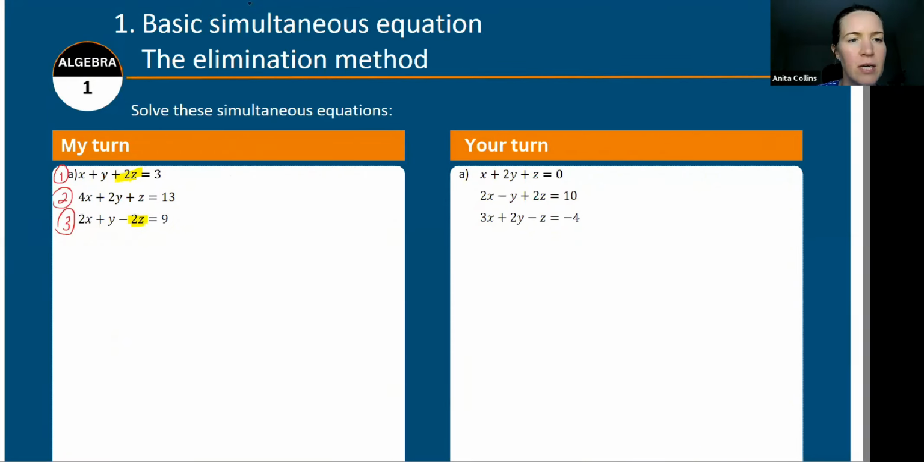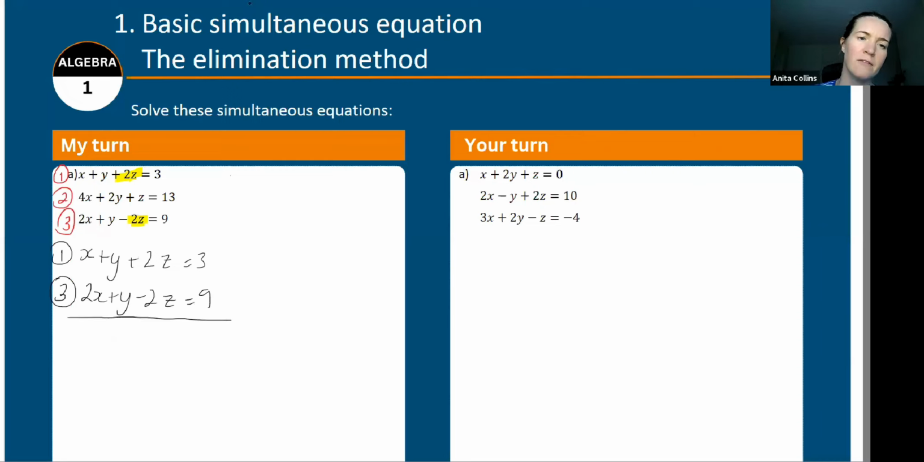Right, so I'm going to write down equations 1 and 3. x plus y plus 2z is equal to 3. I'm putting a little dash on my z because I don't want to confuse it with a 2. And 2x plus y minus 2z is equal to 9. So the variable that we've decided we're going to eliminate is z, and we've got a positive 2z in equation 1 and a negative 2z in equation 3. So we're already set up, we're good to go.